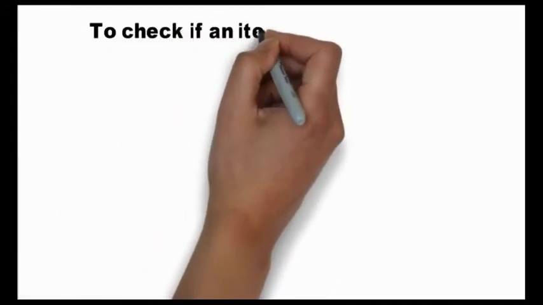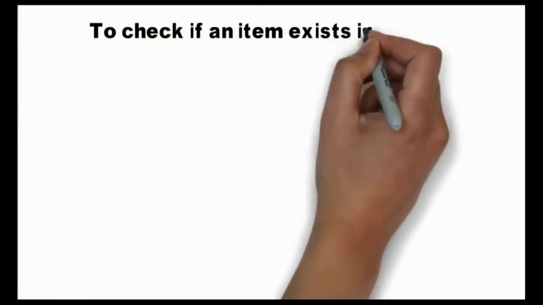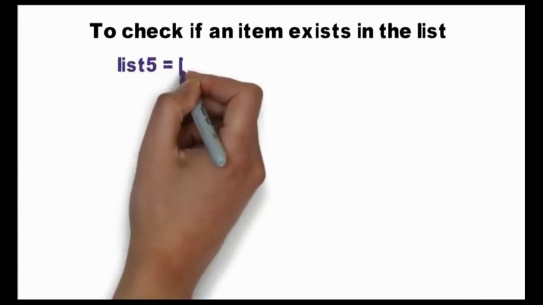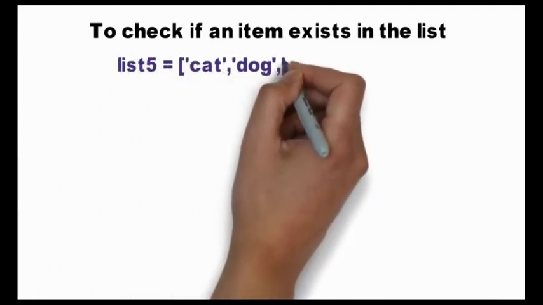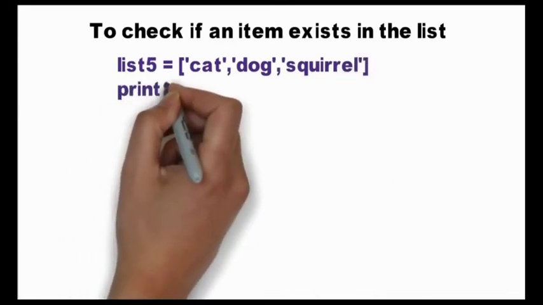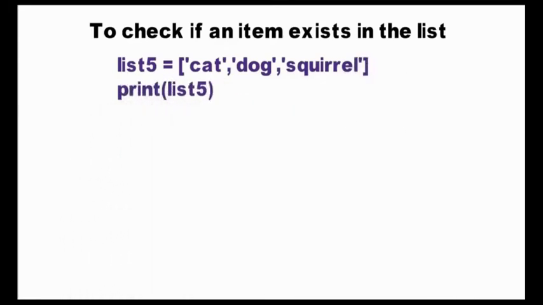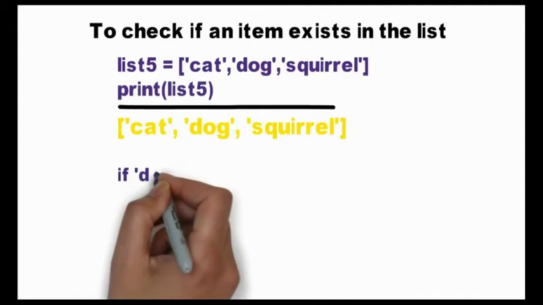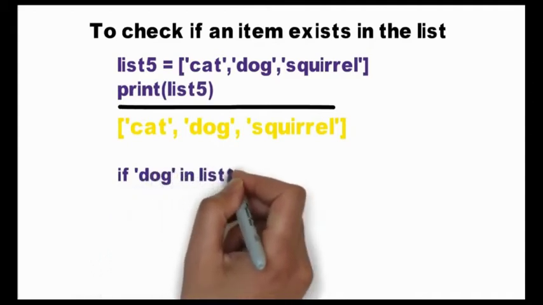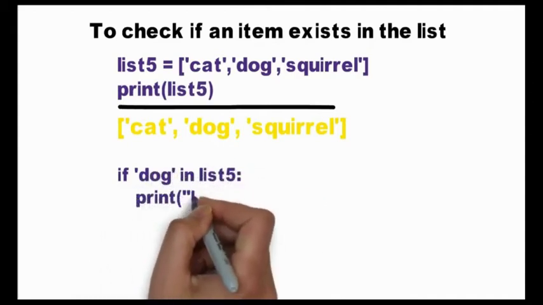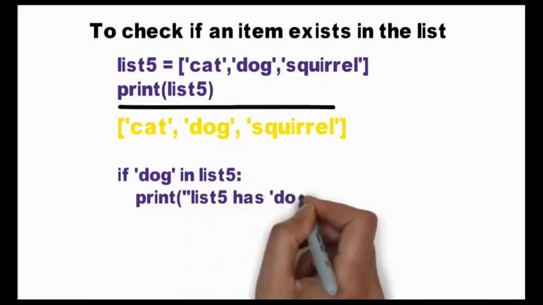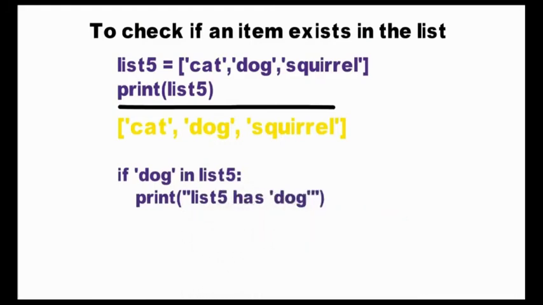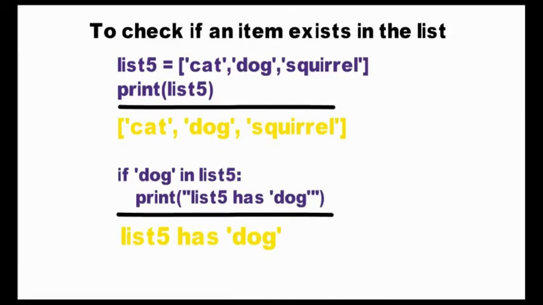So to check if an item exists in the list, one of the ways is to use an if statement. Let's create a list. list5 equal to cat, dog and squirrel. If we need to check if dog exists in our list, we have to write if dog in list5, and if the condition is satisfied, we will print list5 has dog. So we can observe that list5 has dog in it.